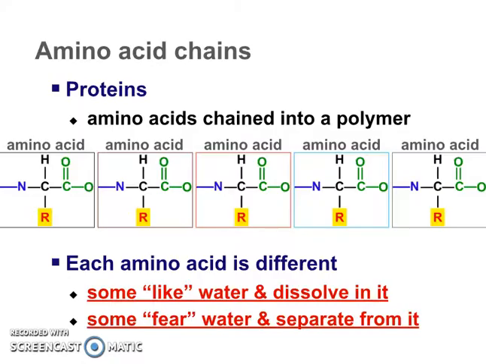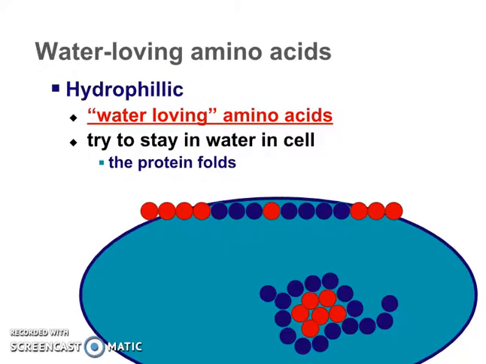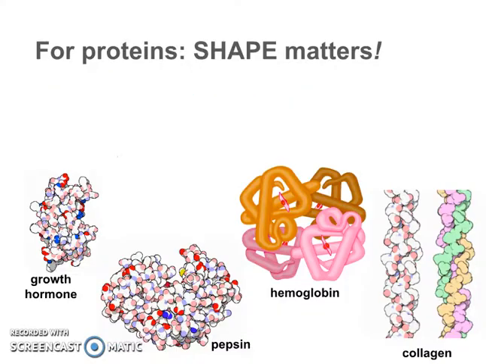And one thing that we notice is that those variable groups, some of them like water and some of them fear water. And so when you put them in solution, those hydrophobic or water-fearing amino acids tend to fold inward. And then the hydrophilic tend to go to the outside. And so this contributes to the shape that protein is going to make. And for proteins, it's all about the shape. The shape is what dictates the function.